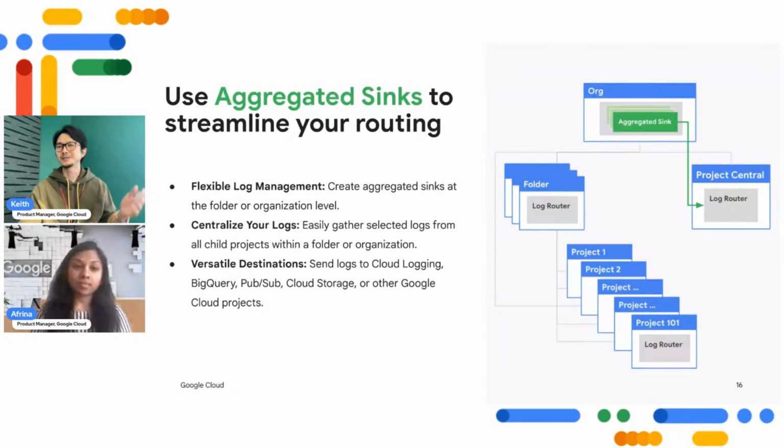I know that there has been some misconception that you cannot set up a log sink at the folder or at the organization level. That's definitely not the case. We even have a name for those log sinks. We call them aggregated sinks. Just like the name suggests, aggregated sinks pull together logs from all your child resources into one place so that it's easy for you to decide where to route those logs to, as well as what logs you want to keep. Besides the aggregation aspect, they work pretty much just like the project level log sinks.